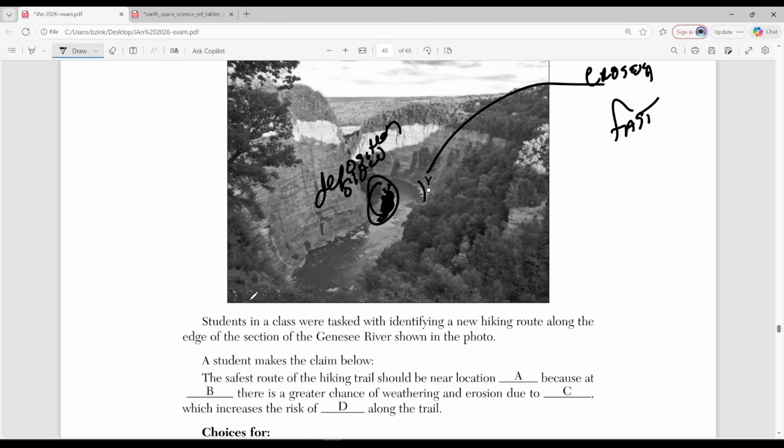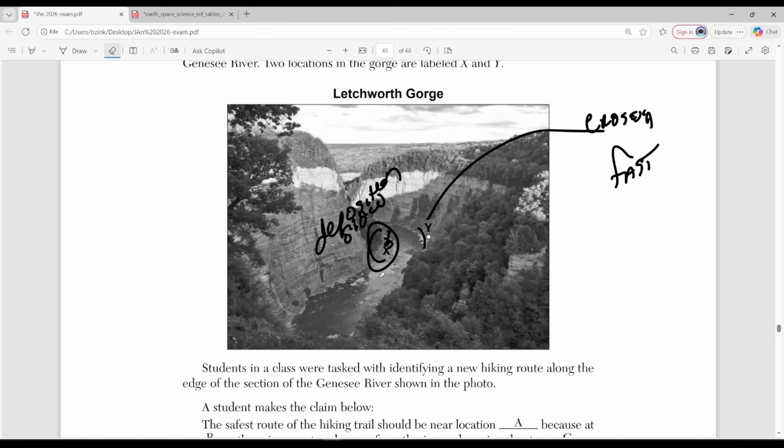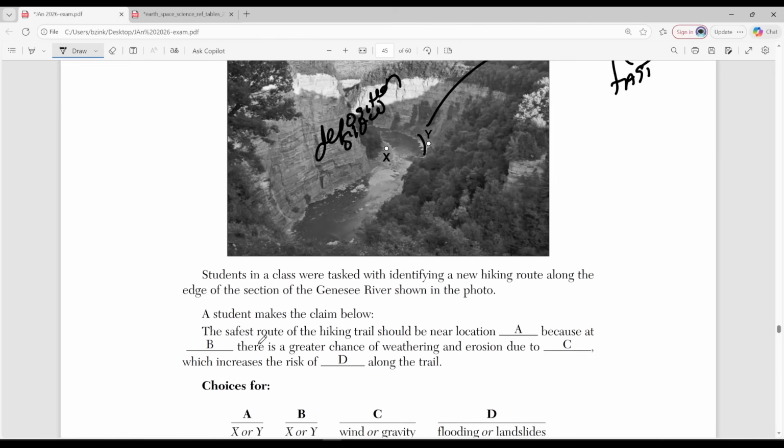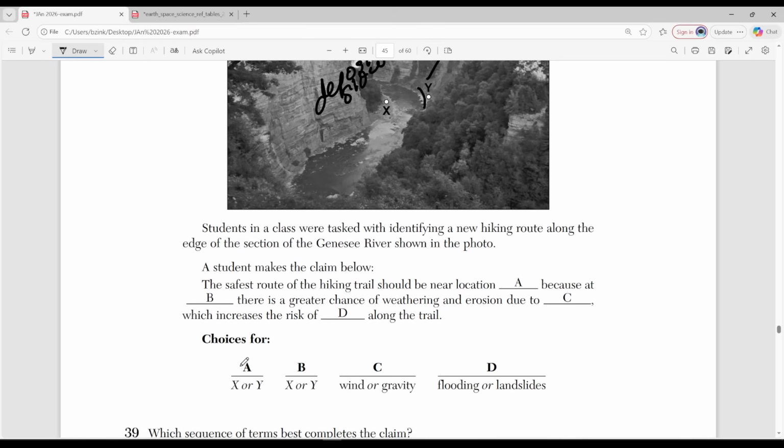Okay. The safest route should be near... I just covered everything, so I can't even see. Location X, because this is where it's all deposited. Look at all that extra land. So this is going to be... How do I even choose something? X?